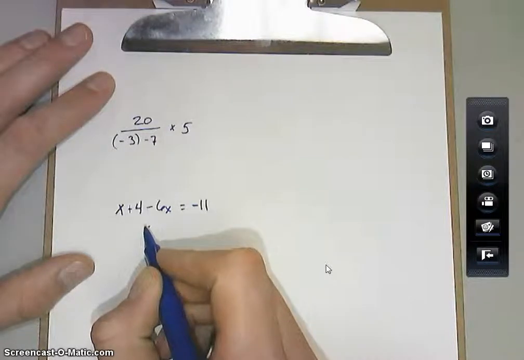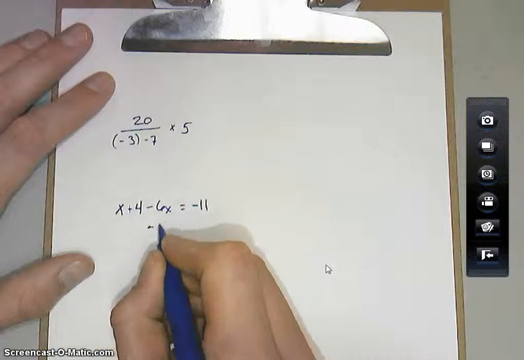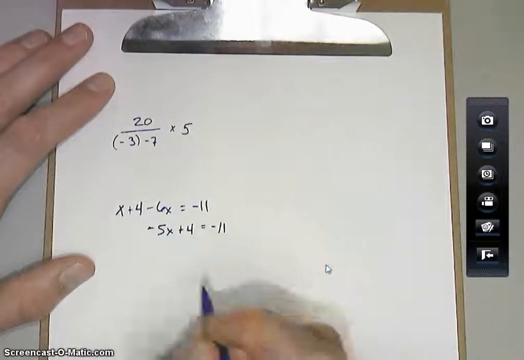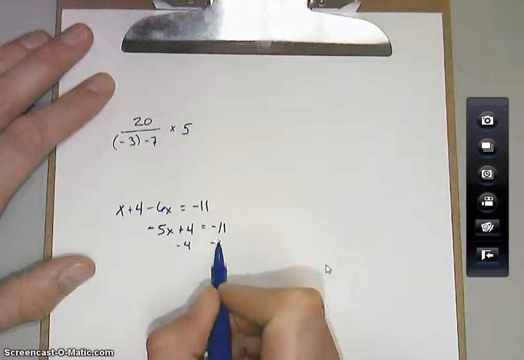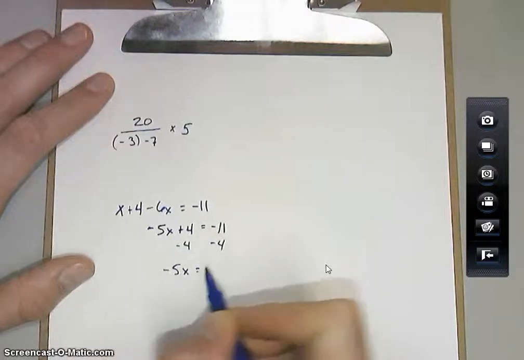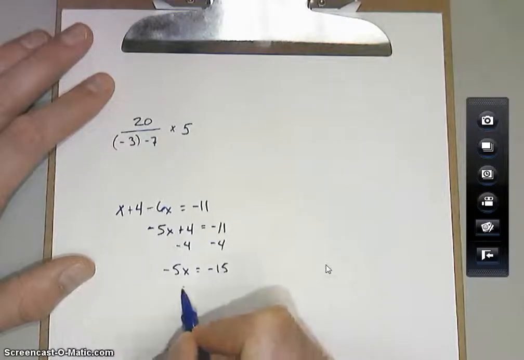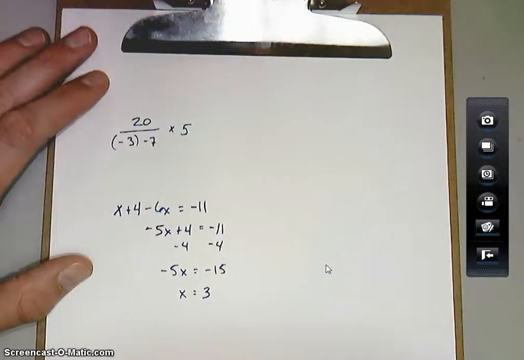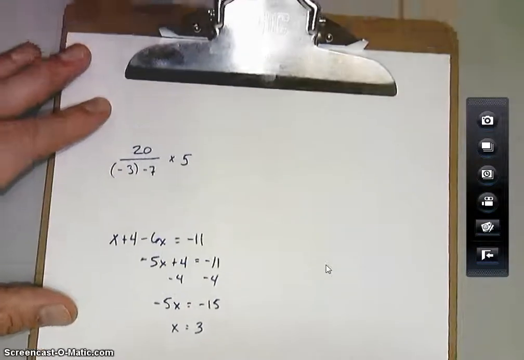x minus 6x is negative 5x. Negative 5x plus 4 equals negative 11. We subtract 4 from both sides. Negative 5x equals negative 15, and x equals 3. Easy enough.